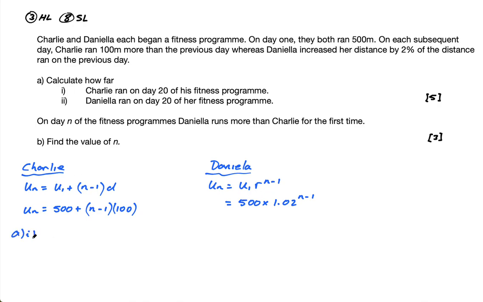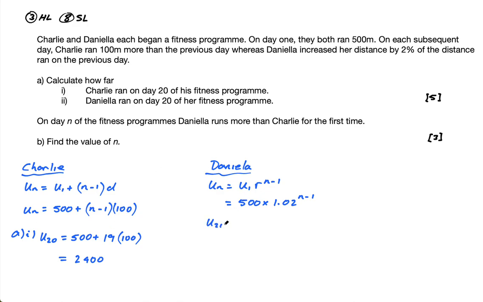So part i is just going to be U of 20. So U of 20 is equal to, and I'd literally put in 500 plus 20 minus 1, which is 19, times 100. Guys, I can do this in my head, I don't even need my calculator. So it's 1900 plus 500, which is 2400. Easy.